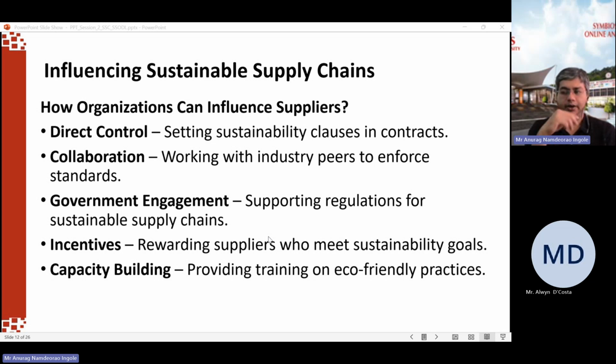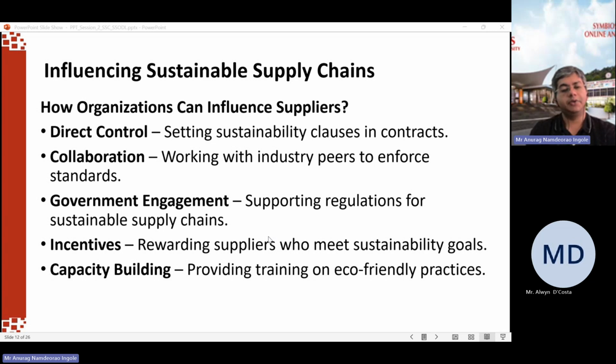There are industry-level organizations, like FICCI in India. There are also industry-specific organizations, which are made up of a group of manufacturers. So you can collaborate with your competitors, your industry peers, to enforce some kind of standards, some kind of guidelines. Then you can also engage with the governments for policy making, for updating the regulations for sustainable supply chains.